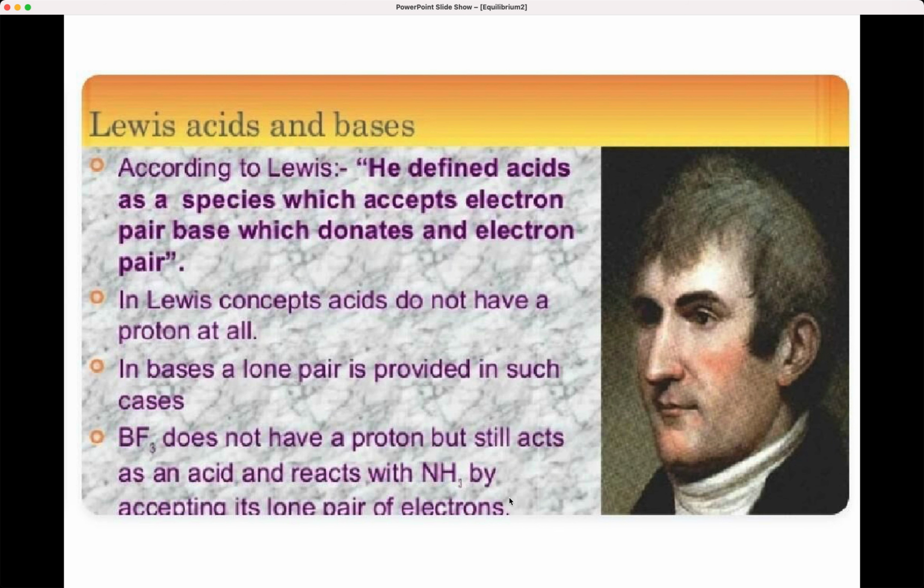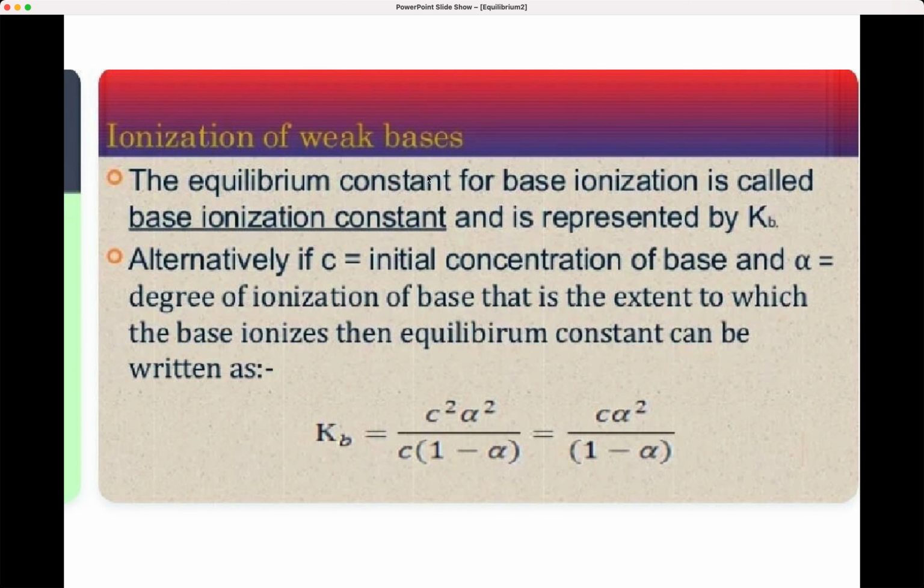In ionization of weak bases, the equilibrium constant for base ionization is called the base ionization constant and represented by Kb. What is Kb? It is the base ionization constant. Alternatively, if C is the initial concentration of the base and alpha is the degree of ionization of the base, then how will you write the equilibrium constant? Kb is equal to C square alpha square by C into 1 minus alpha, that is equal to C alpha square by 1 minus alpha.